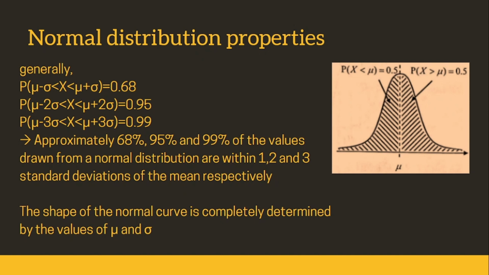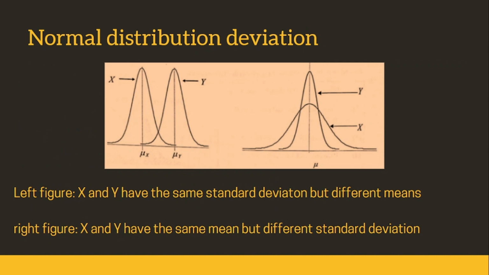And so the shape and basically the curvature of this normal curve is completely determined by the value of this mu and this sigma respectively. Like let's say on the left figure, X and Y have the same standard deviation but different means. Because Y has a greater mean, Y is shifted forward. But on the right figure, they have the same mean, but let's say X has a greater standard deviation, so the peak will not be as high and the values are more distributed and more spread out.